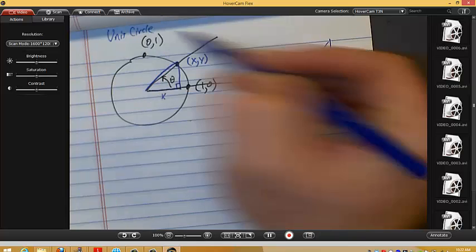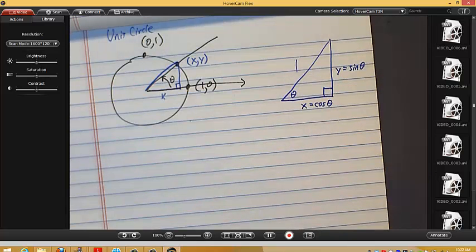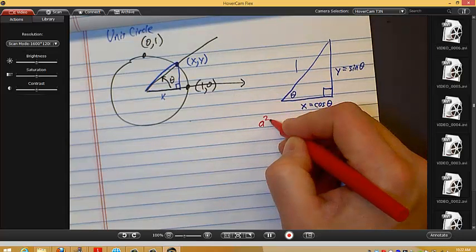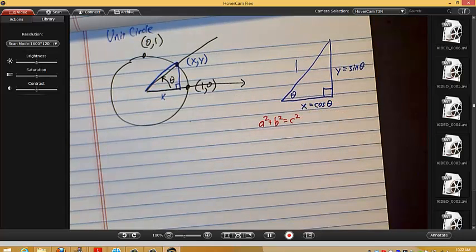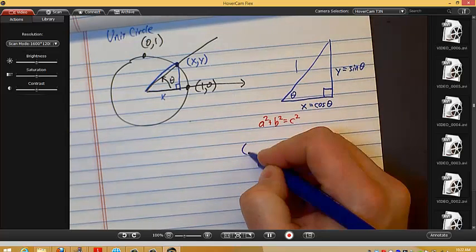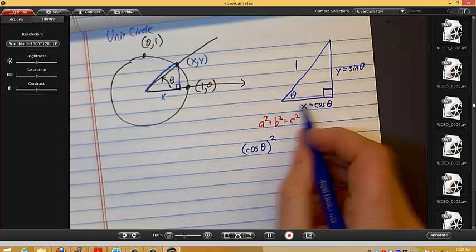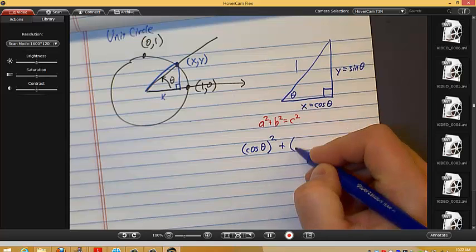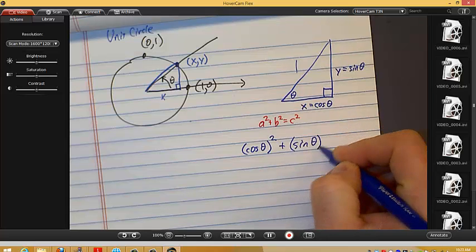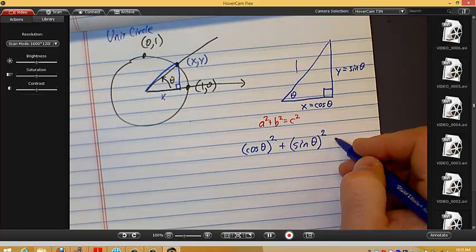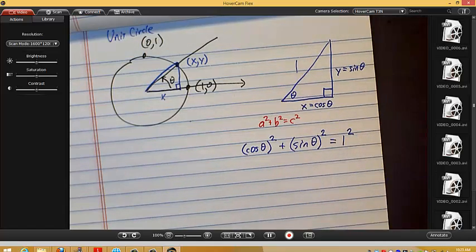All right. So now, the Pythagorean theorem, of course, tells me a squared plus b squared equals c squared. And so if I take the cosine of theta and square it, that's my x squared, plus the sine of theta and square it, that's the y squared, that has to equal 1 squared. That's just the Pythagorean theorem. Does that make sense to you guys?